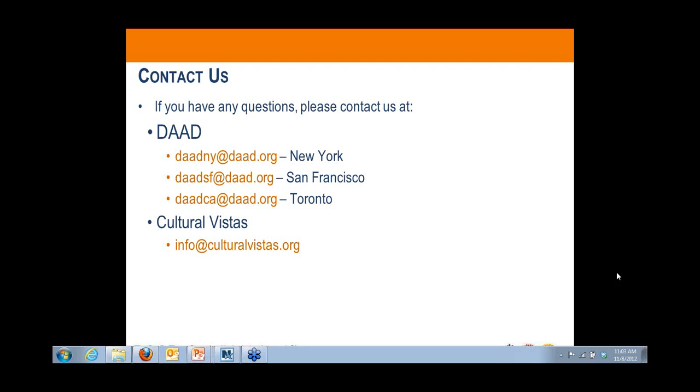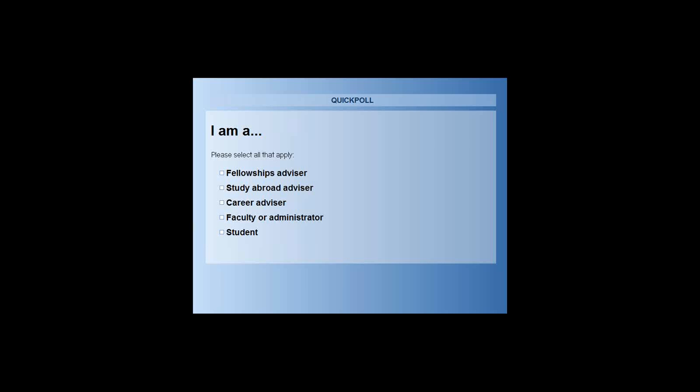I just wanted to start with a quick poll to get a sense of what all of you are interested in and where you are coming from. So the first poll is who you are. Are you a fellowships advisor, study abroad advisor, career advisor, faculty administrator, or a student? We just want to get a sense of who we're talking to here. So I'm just going to wait a second and hope that we can get everybody voting. 87% of you voted, getting close there. As those are coming in, it looks like 43% of you are study abroad advisors, 29% faculty or administrators, 21% fellowship advisors, and 21% students. So it's a good mix of folks there.